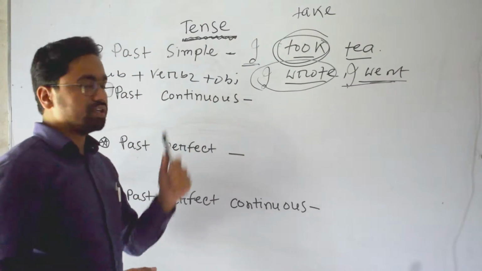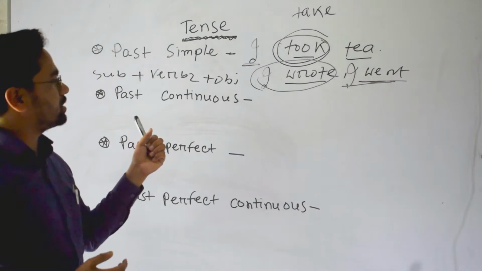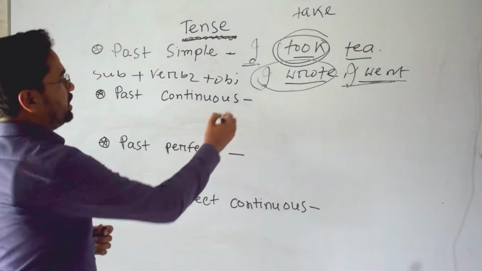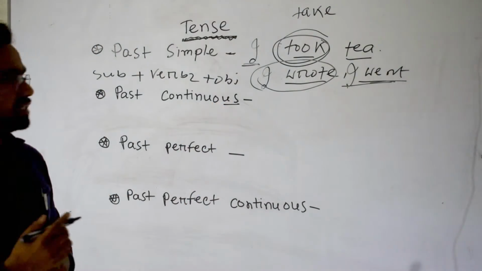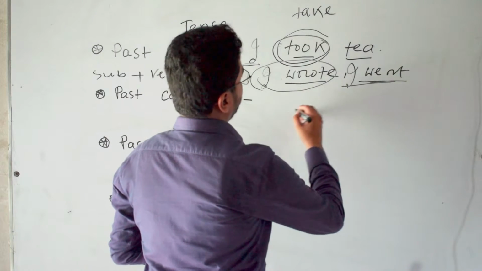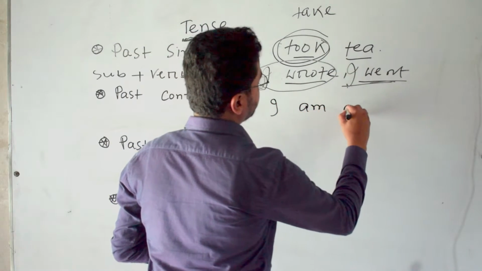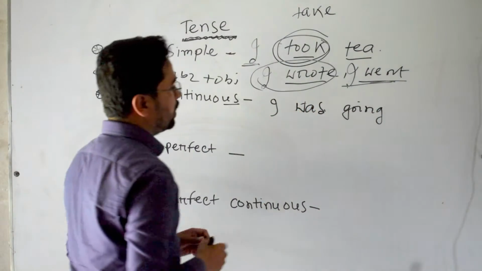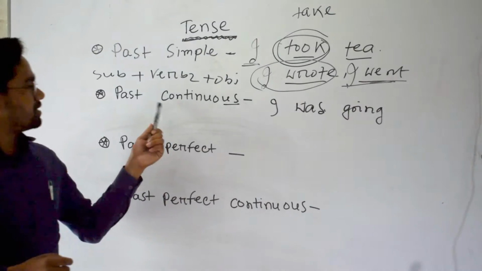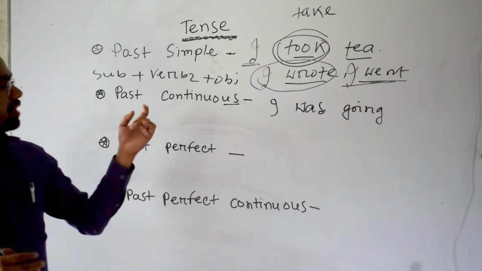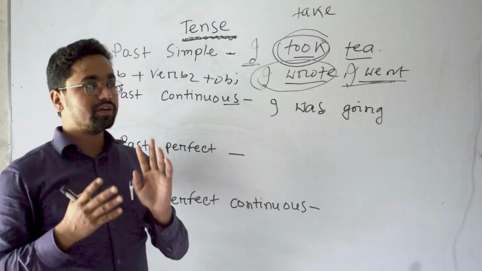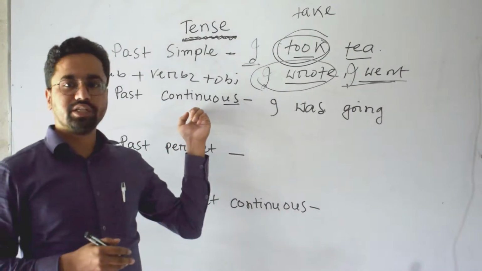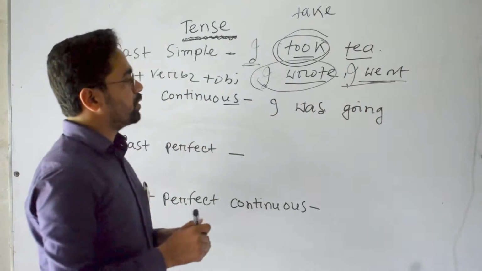And then the past continuous tense. In this tense, the work is going on in the past. Continuous means verb plus ing. I mean, I am going. Sorry, I was going. I was going. Continuous tense may be present continuous, past continuous, also future continuous. But in every continuous tense, you will find the verb with ing.